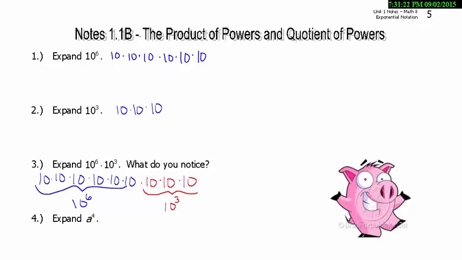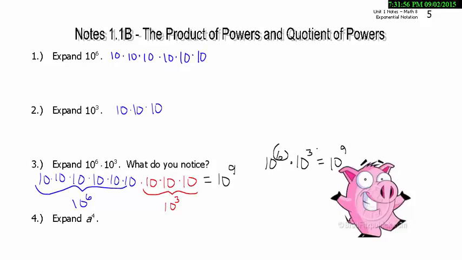So at this point, how many 10s do we have? Well, let's count them here. 1, 2, 3, 4, 5, 6, 7, 8, 9. Using exponential notation, what we have here is 10 to the 9th power. So if you write that out, hopefully you can see a shortcut if you simply look at the exponents. Again, 10 to the 6th power times 10 to the 3rd power equals 10 to the 9th power.